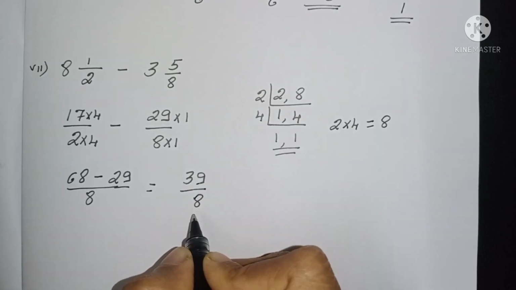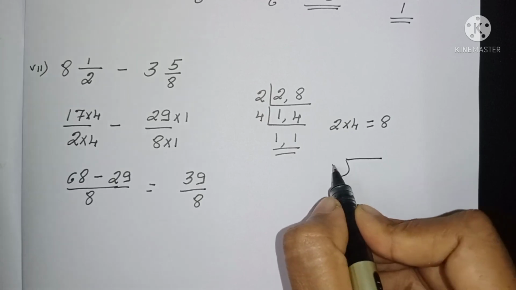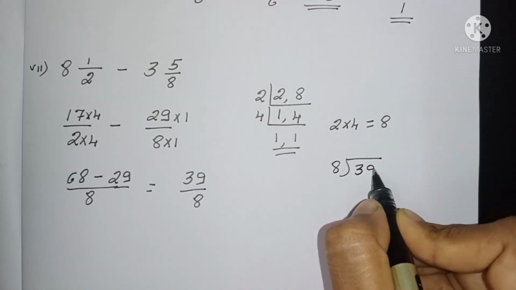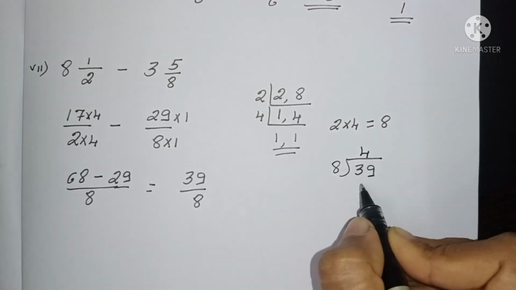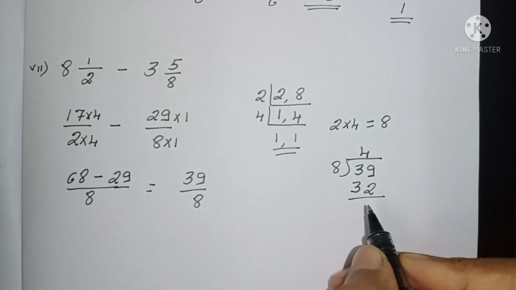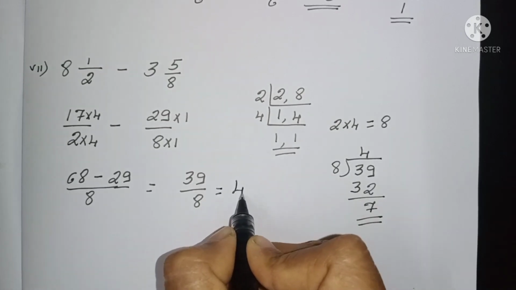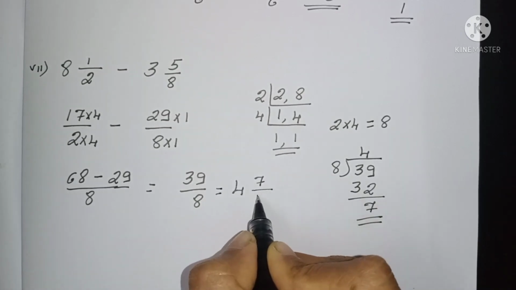So it is an improper fraction. So we have to divide and convert into a mixed fraction. 8 4s are 32. When you are subtracting, 39 minus 32, it will give you 7. So the answer will be 4 7 by 8.